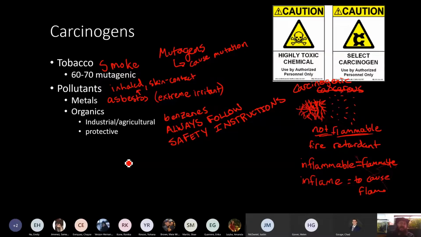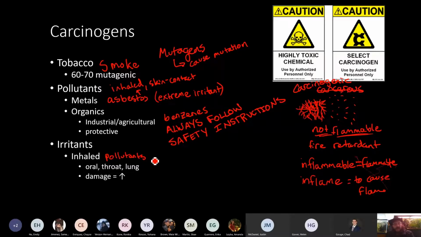And then lastly, there's irritants. A lot of pollutants are irritants. That means they are inhaled pollutants, and they increase your risk of oral, throat, or lung cancer because they damage your airway. So 2.5 nanometer particles are generally considered pretty dangerous irritants. 10 nanometer particles are also considered irritants.